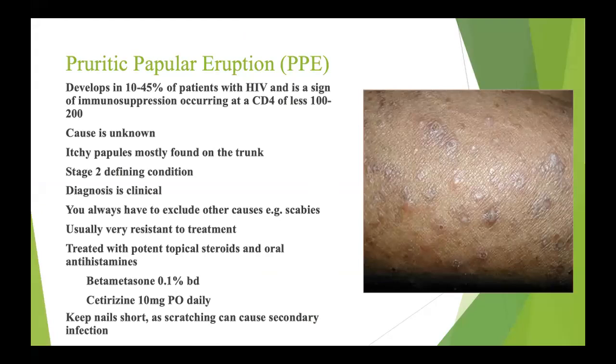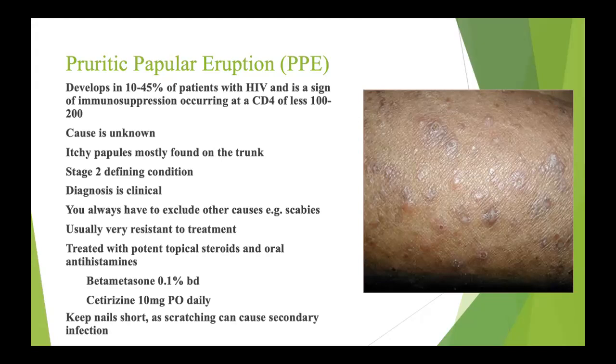So the PPE. This develops in 10 to 45% of patients with HIV and is a sign of immunosuppression occurring at a CD4 count of less than 100 or 200. The cause is not really known. You get these itchy papules mostly found on the trunk, and it's a stage 2 defining condition, like we saw on the classification.